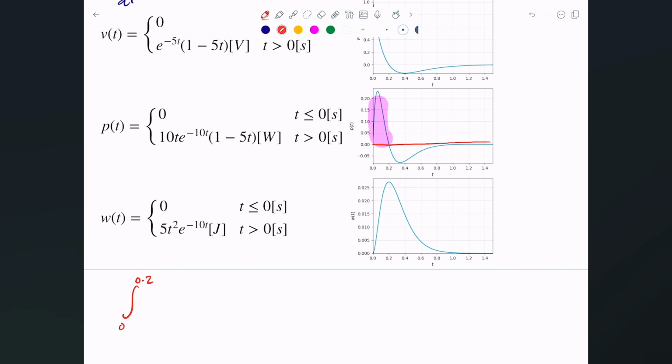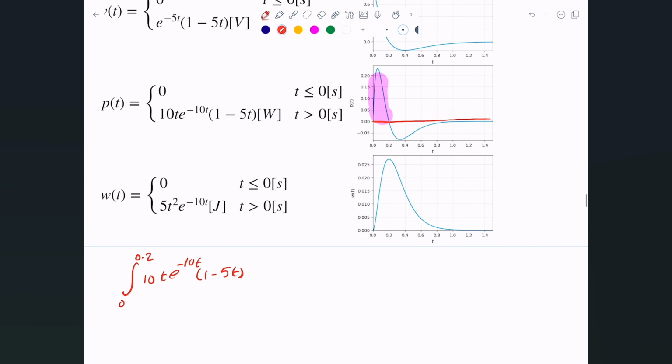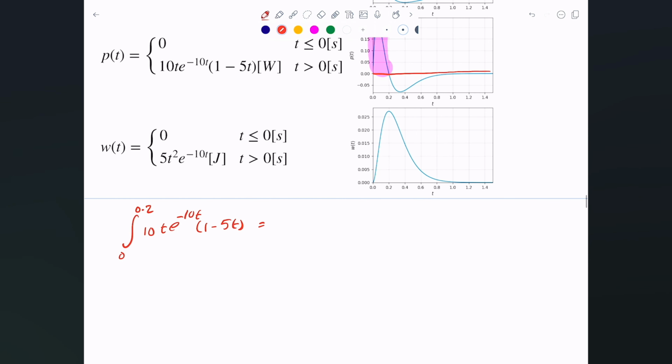So let's compute that. That will be the integral of 10 t e^(-10t) (1 - 5t). You'll have to do these integrals. You can plug it into a calculator or whatnot. I have done it. There are tables that will help you with these integrals, or maybe you can open it up and see it. It's not really that difficult. And what you will end up with is 27.07 millijoules.